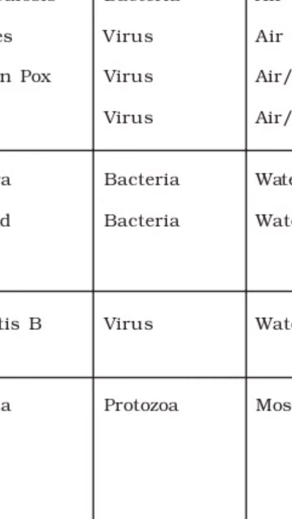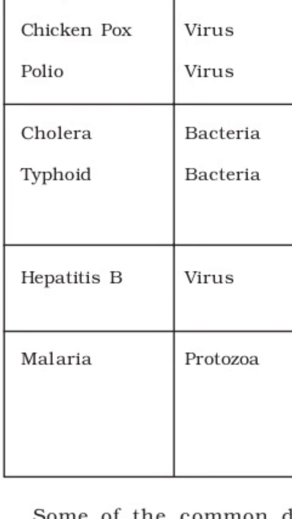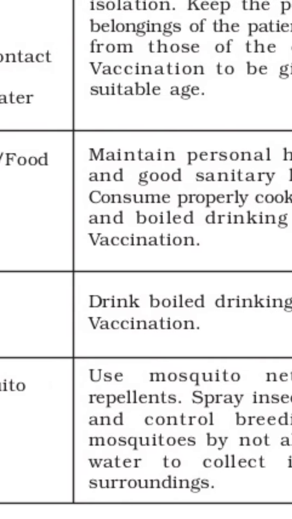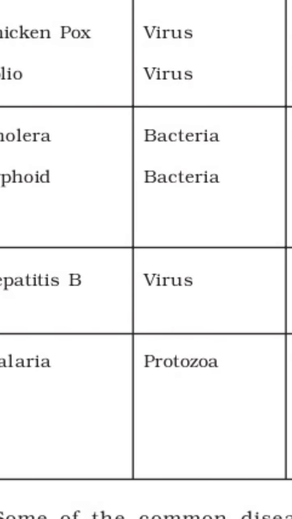Next one, hepatitis B. The causative microorganism is a virus, and it is transferred through water. The preventive measures are to drink boiled drinking water, and vaccination. Hepatitis B is transferred through water, so for that purpose we have to drink boiled water. Now the next one, malaria.